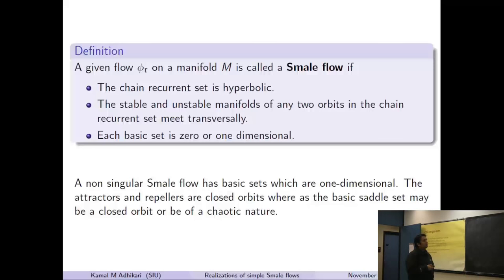The attractor and repellers are closed orbits. The basic set may or may not be a closed orbit. For a non-singular Smale flow, the basic set must be one-dimensional, meaning the attractor, repeller, and saddle set must be one-dimensional.